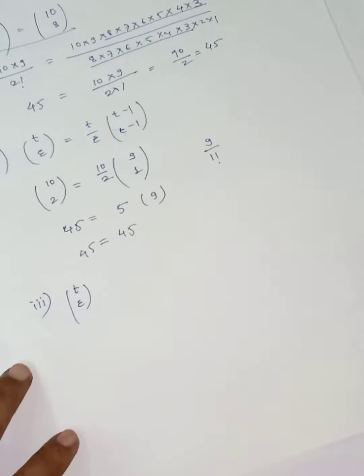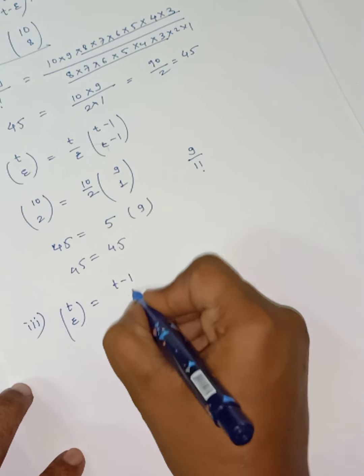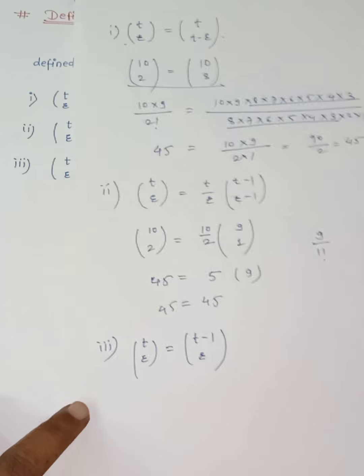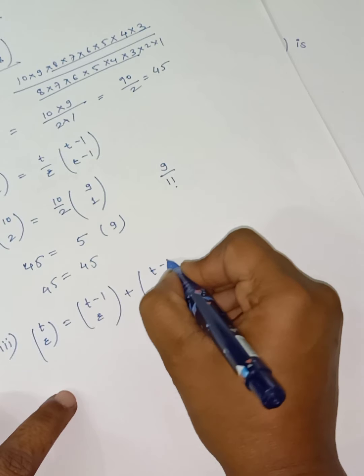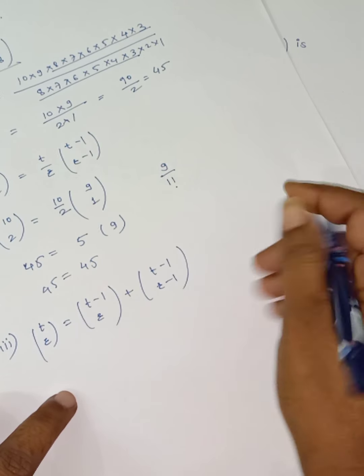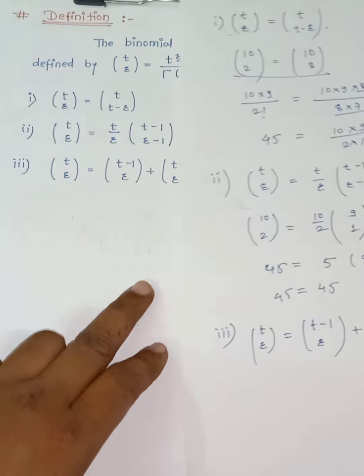T minus 1 CR, T minus 1 CR and T minus 1 CR minus 1. T minus 1 CR minus 1. Okay, correct.